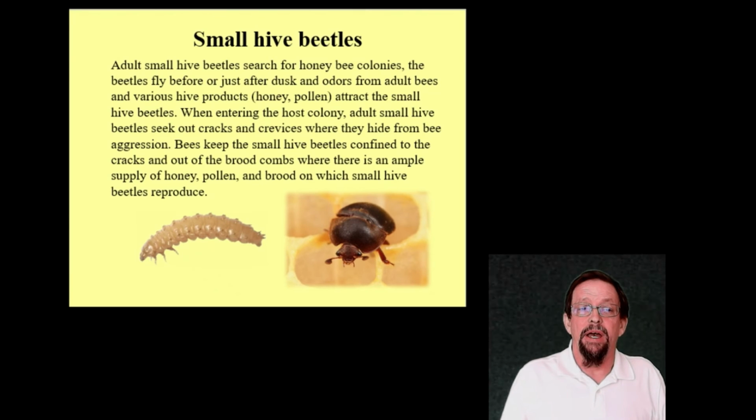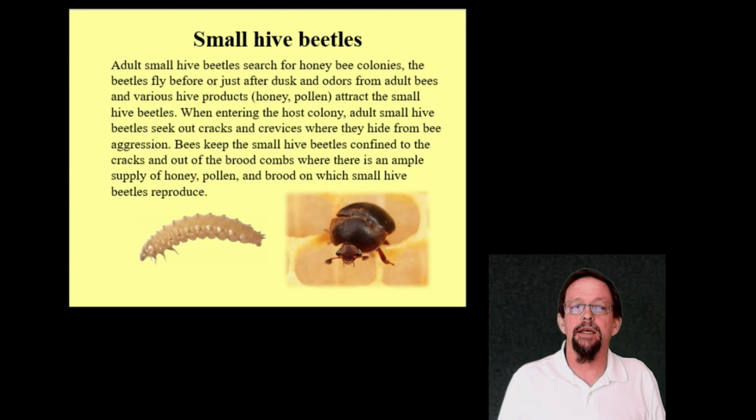Next on the list of pests is small hive beetles. Adult small hive beetles search for honeybee colonies, and they slide into the host colony, try to be undetected, and hide in cracks and crevices. Small hive beetles will seek out where there's ample supply of honey and pollen, and that's where they try to reproduce. But if you have strong colonies, they should be able to take care of these pests.